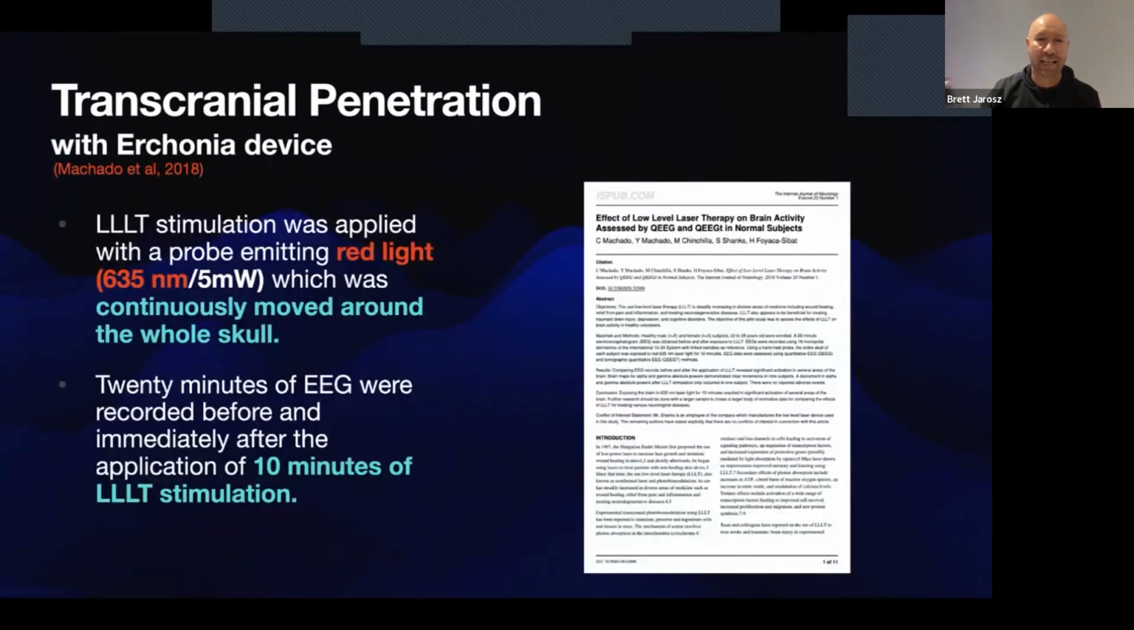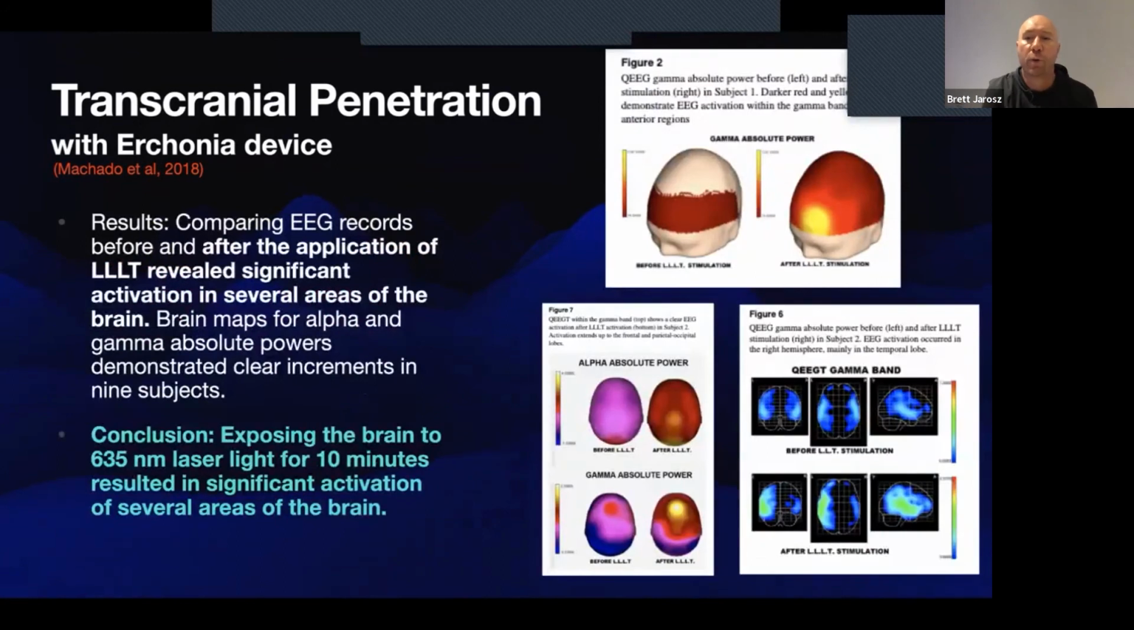Then they did a study recently with the Zirconia, just using red light, the 635, and it was continuously moved around the whole skull for 10 minutes. And this is what they started showing on EEG studies. Comparing EEG records before and after the application of the low-level laser therapy, so 635 red, revealed significant activation in several areas of the brain. Brain maps for alpha and gamma absolute powers demonstrated clear increments in 9 subjects. Exposing the brain to 635 laser light for 10 minutes resulted in significant activation of several areas of the brain, was the conclusion.